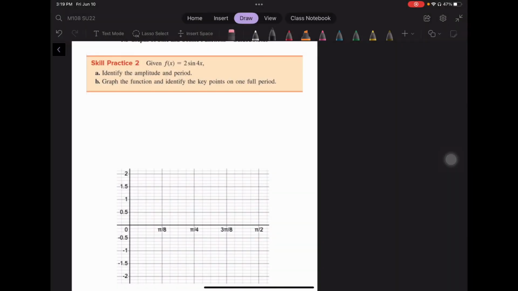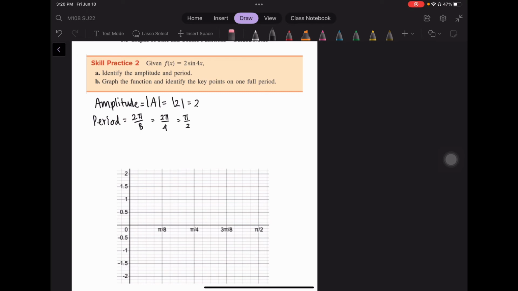For question 2, we are asked to identify the amplitude and the period and then graph the function and identify key points on one full period. For y equals 2 sine 4x, we have an amplitude of 2, and then we also have a period change. We're not doing a phase shift or a vertical translation at this point, but we do have a period adjustment. Our amplitude is the absolute value of a, or 2. Our period is found by taking 2 pi over b, which is 2 pi over 4, or pi over 2.